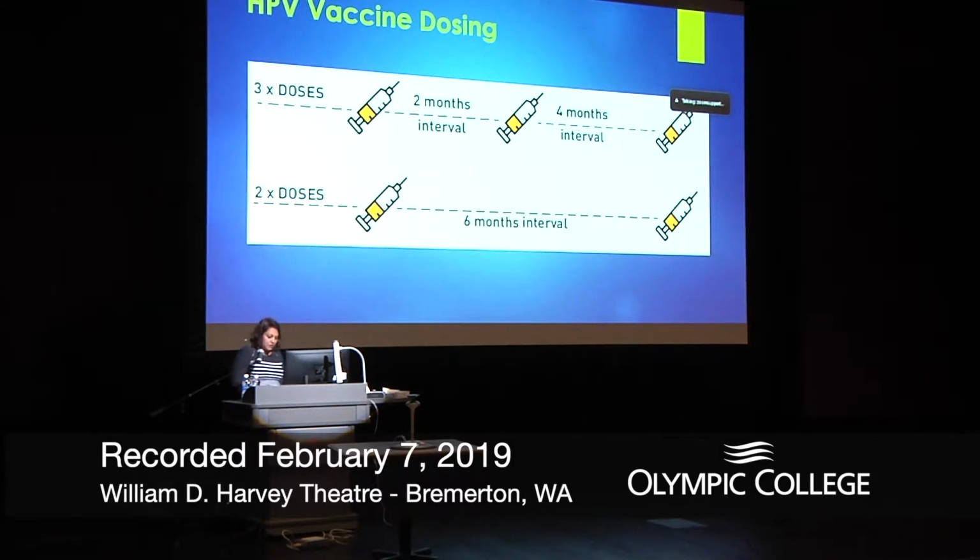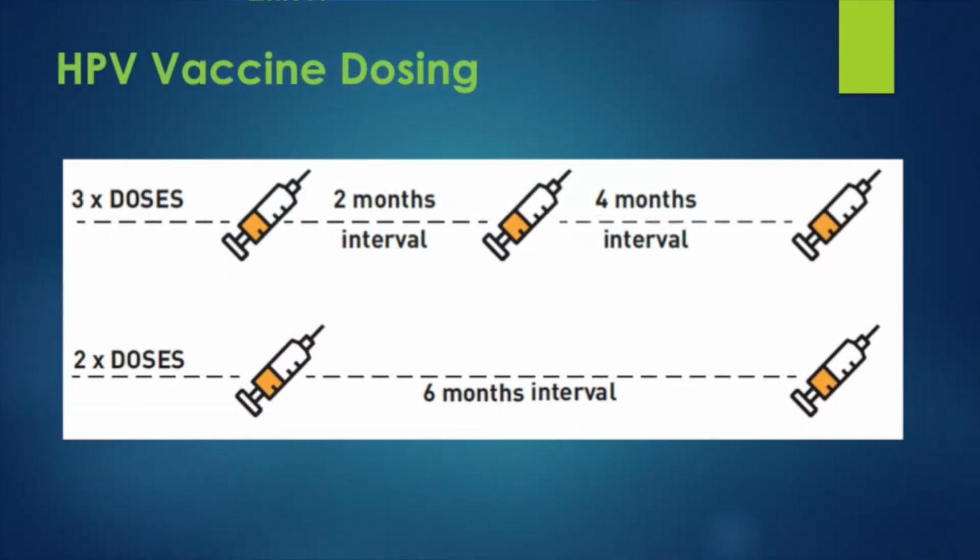When HPV was first introduced, 3 doses were recommended. The second dose to be administered 1 to 2 months after the first dose, and the third dose to be administered 6 months after the first dose.